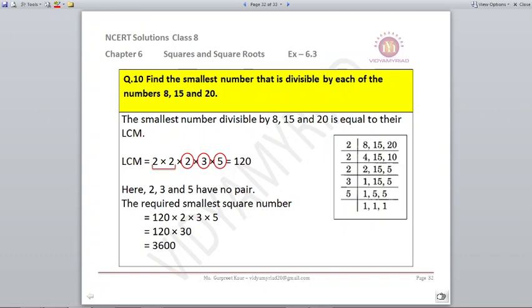Find the smallest number that is divisible by each of the numbers 8, 15 and 20. Let's find its LCM. So we can see here 2 has a pair. There is one 2 alone, 3 alone and 5 alone. LCM is 120. Now 2, 3, 5 have no pair with them. So the required smallest number for a square form is 120 multiplied by the remaining numbers, 2 into 3 into 5. That gives you 3600.